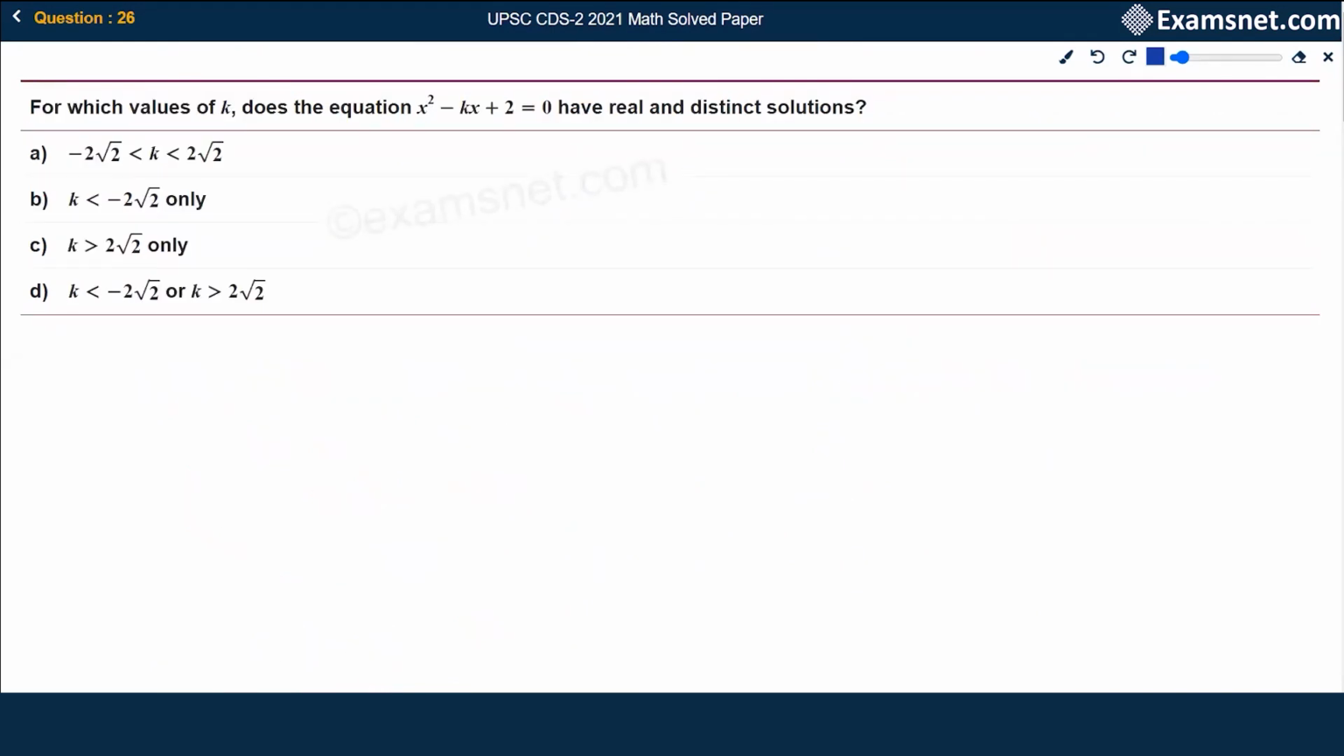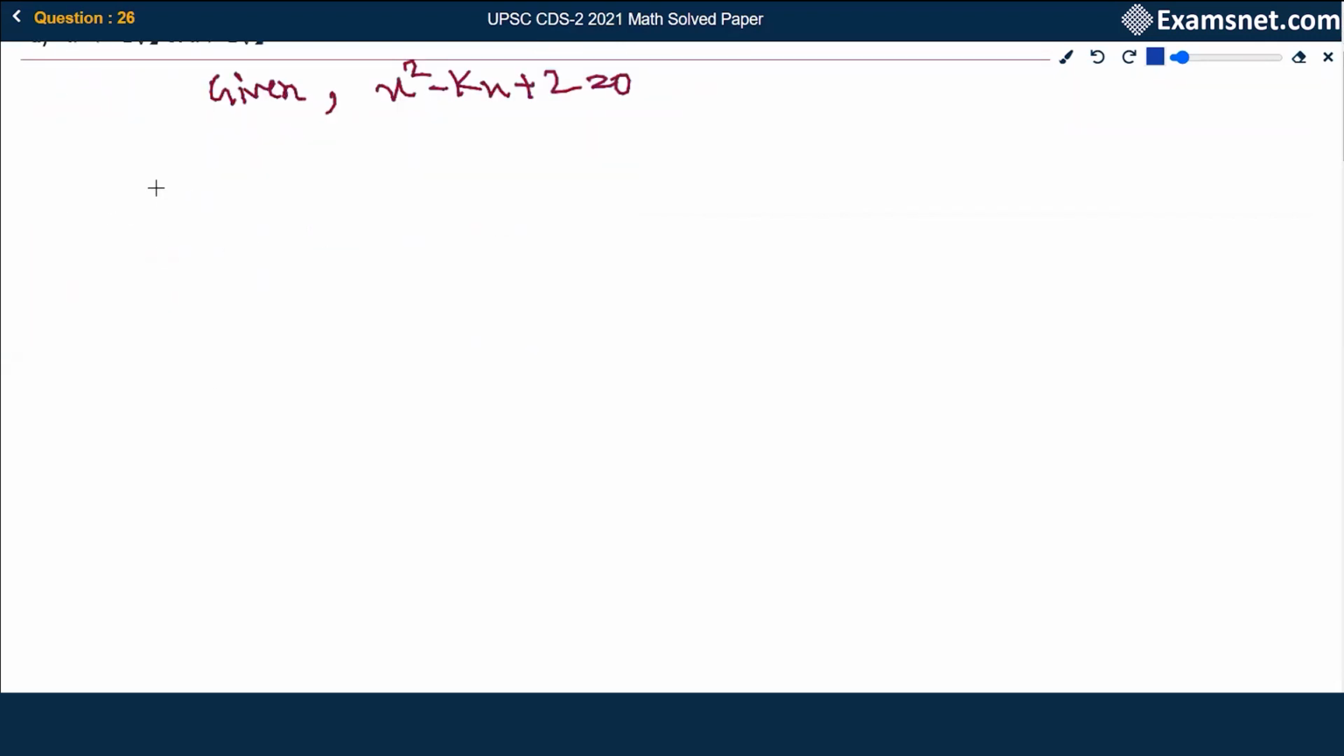In question number 26, it is given: for which values of k does the equation x square minus kx plus 2 equals 0 have real and distinct solution? Given quadratic equation is x square minus kx plus 2 equals 0. Okay. So first let's discuss the concept. We know the general form of a quadratic equation is ax square plus bx plus c equals 0, right? And the nature of the roots depends on the sign of the discriminant, right? So here discriminant is b square minus 4ac.